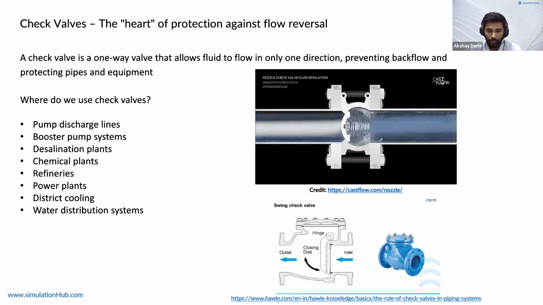Power plants, so feed water, boiler systems, condensate systems, all of these have check valves. Coming to the next one is district cooling. In these systems, there are long pipelines, and in case of reversal, this could disrupt a lot of things. So even in district cooling and heating, these are a very essential component in the process. Then water pump, water distribution systems.